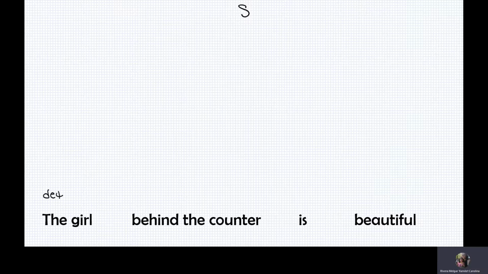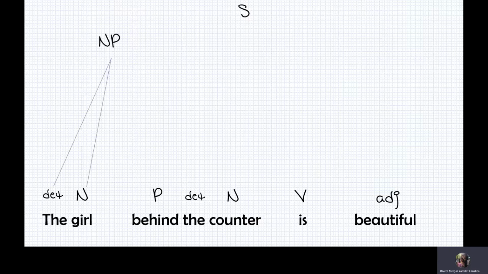The first one is the, which is a determiner. Then we have the noun, which is girl. Then we have behind the counter, where behind is a preposition, the is a determiner, and counter is a noun. Then we have the verb is, and finally the adjective beautiful. Okay, we draw the S at the top of the sentence, and then we work our way through the subject, which is first the noun phrase, which contains a determiner and noun.